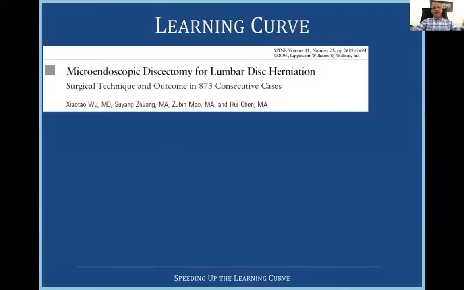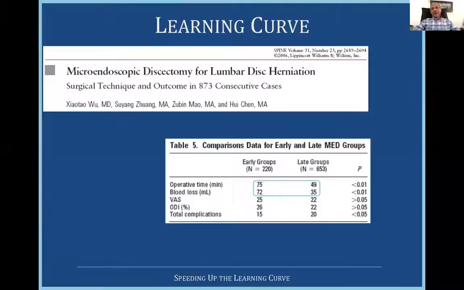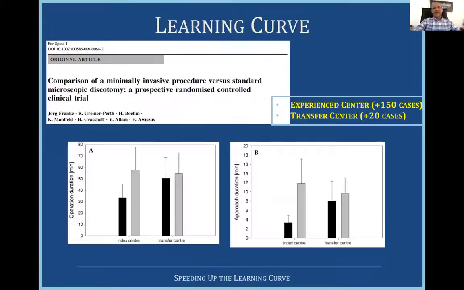When you look at microendoscopic discectomy for lumbar disc herniation, looking at 873 cases, they showed an early group of 220 cases and a late group of up to 650 cases. You can see that the operative time improved a lot and blood loss really became half during that time. When you're doing surgeries through a keyhole, you may not have better control in the initial phase. But when you understand the concept of MIS, everything becomes easier and simpler in these patients, and even VAS was better in this group.